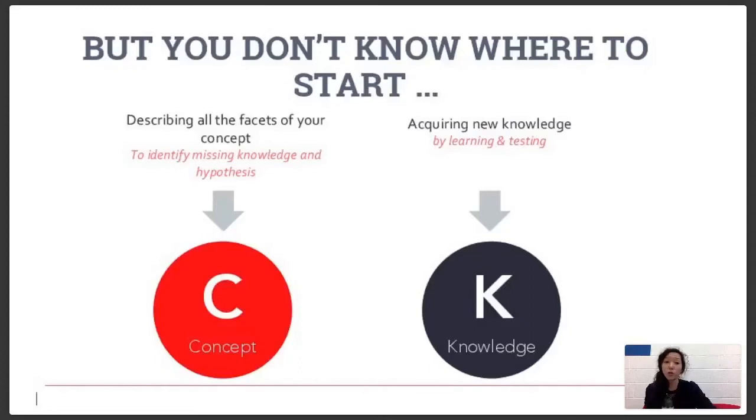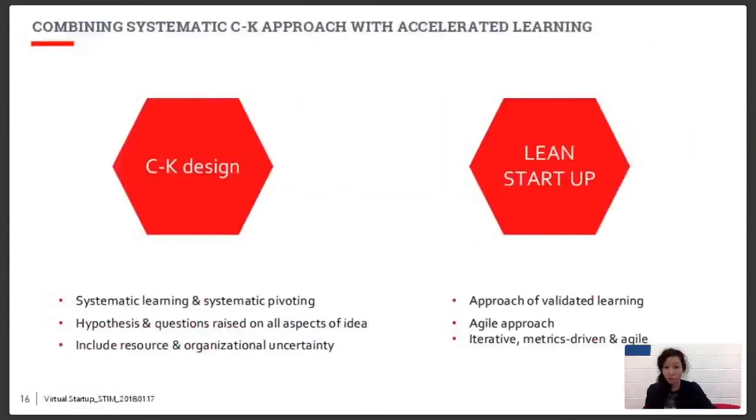And to do that, we're going to use both the CK method and the principles of lean startup at the same time. CK for the part on how to deal with systematic learning, how to organize the pivoting of your solution in a systematic way. So for instance, how to anticipate what the future alternatives will be and how to prepare for the fact that some of your initial assumptions will fail.